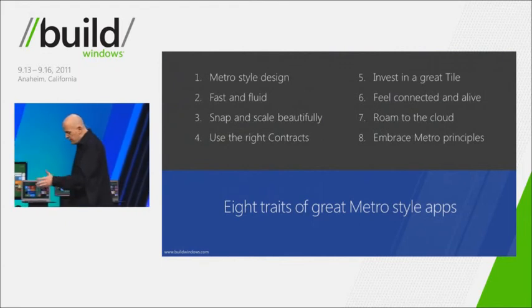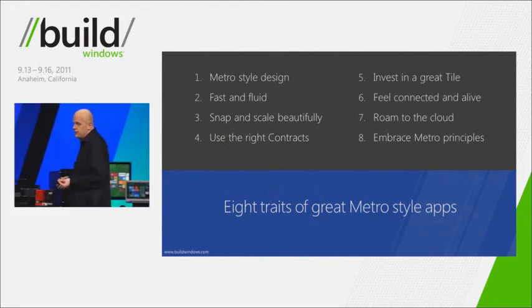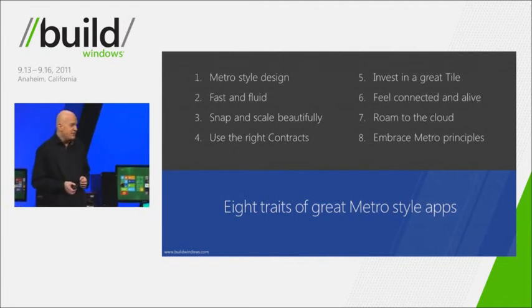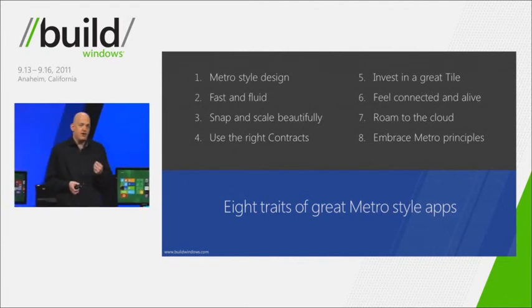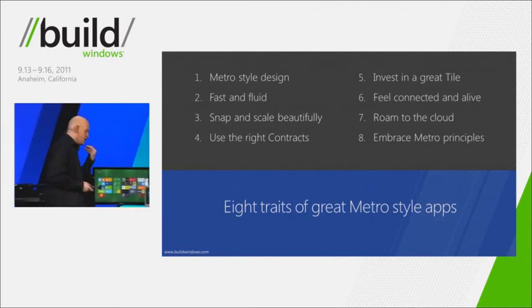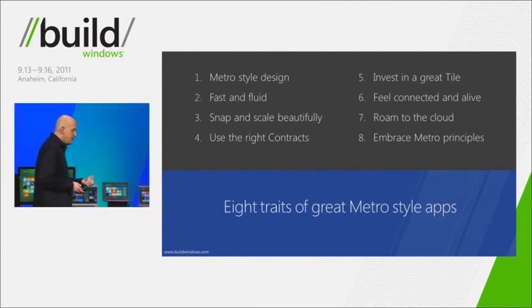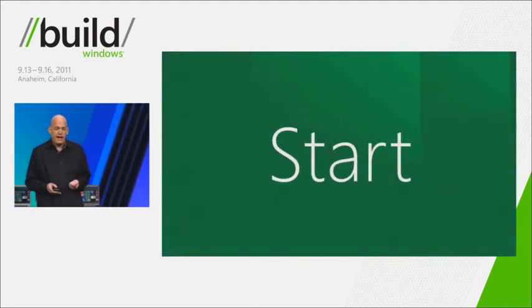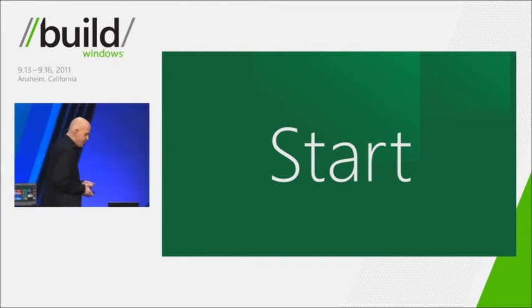So again, learn these 8 traits. They're not the only things that you need. You also need a great idea. You need to be bug-free. You need to have interesting content. But if you do these 8 things, you are really far along the way to creating a very successful Metro-style app. This is really the beginning.